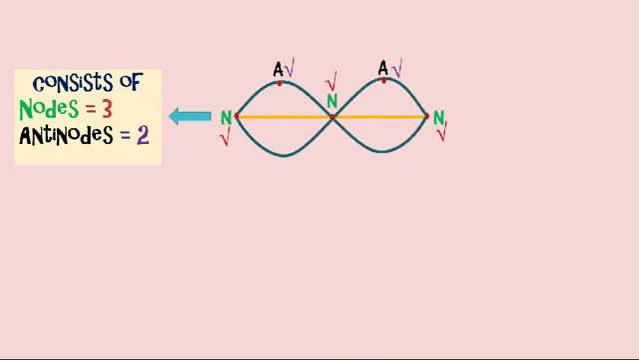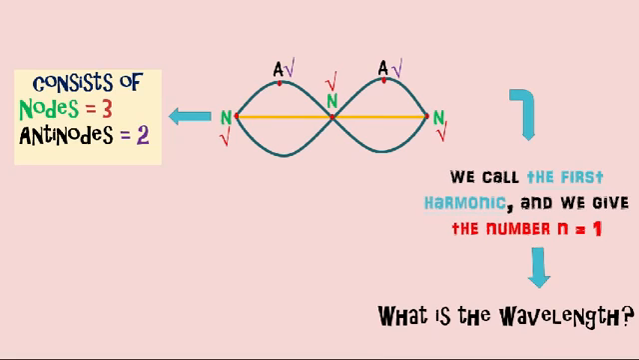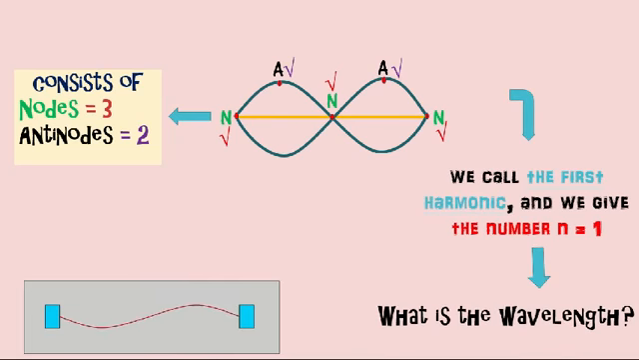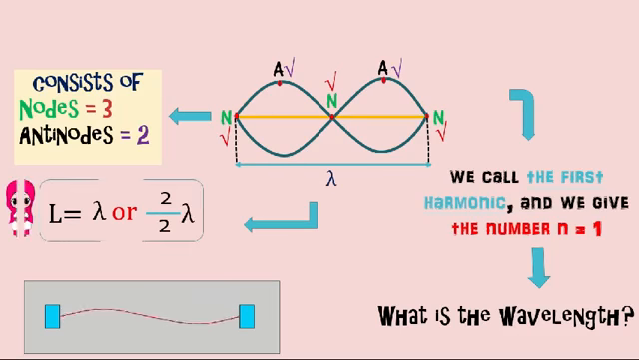The crest is now also increasing, so this wave shows the tone or harmonic that is one level higher than the fundamental harmonic, so we call it the first harmonic, and we give it the number n equal to 1. And now, what is the wavelength? It is similar to one wave. So L equal to lambda, or 2/2 lambda.